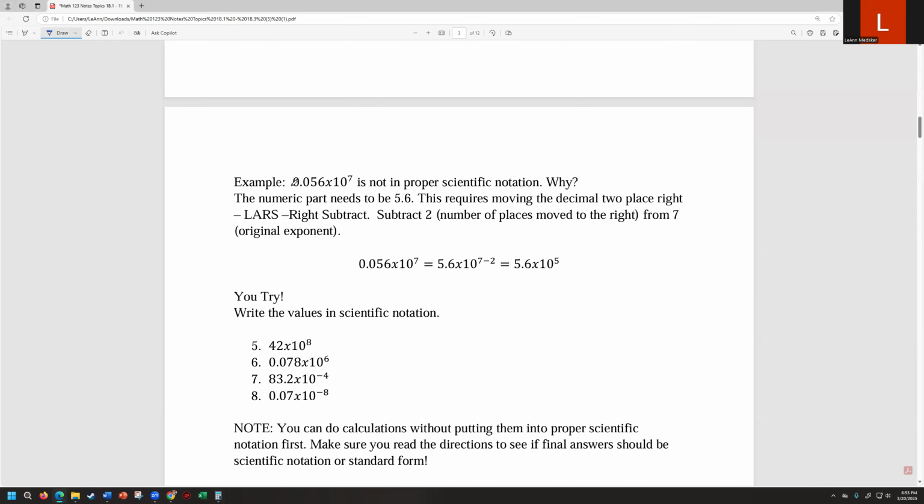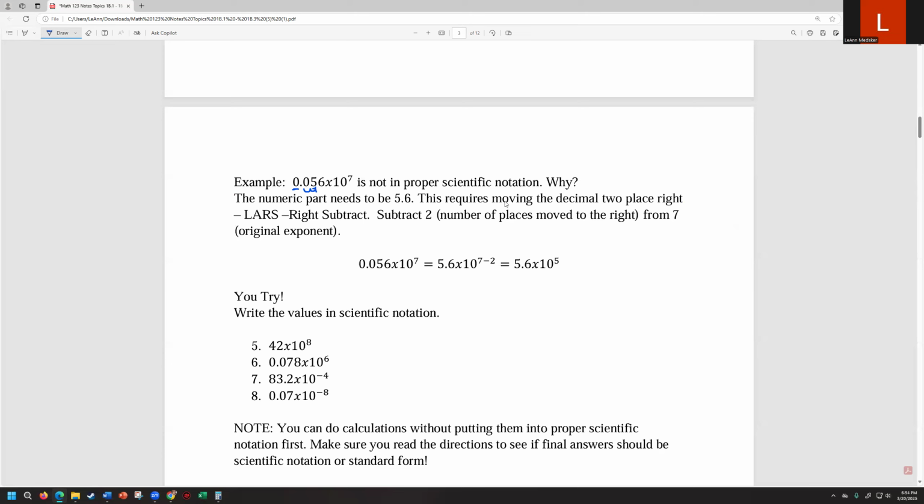Okay, so notice here's one where we have a number that's got a digit in front of the decimal, but it's not a 1 to 9. So again, still the problem. To get that fixed, we have to move it to the right 2 places so that we'd have a 5 in front of our decimal place, okay? So the numeric part out front needs to be 5.6.